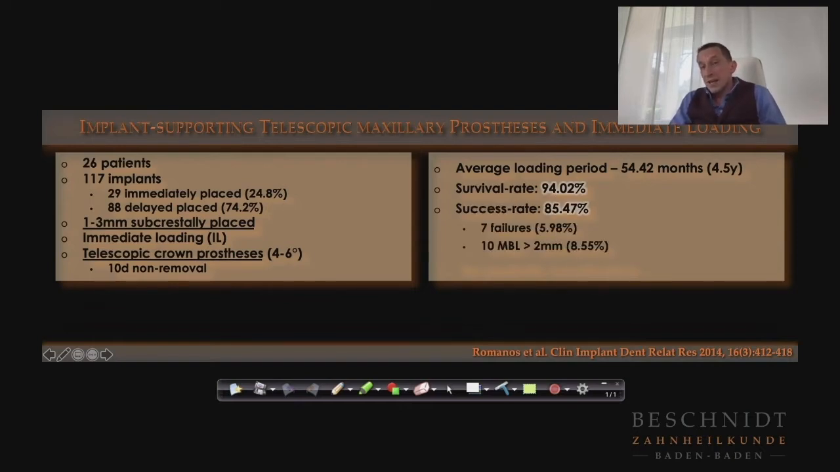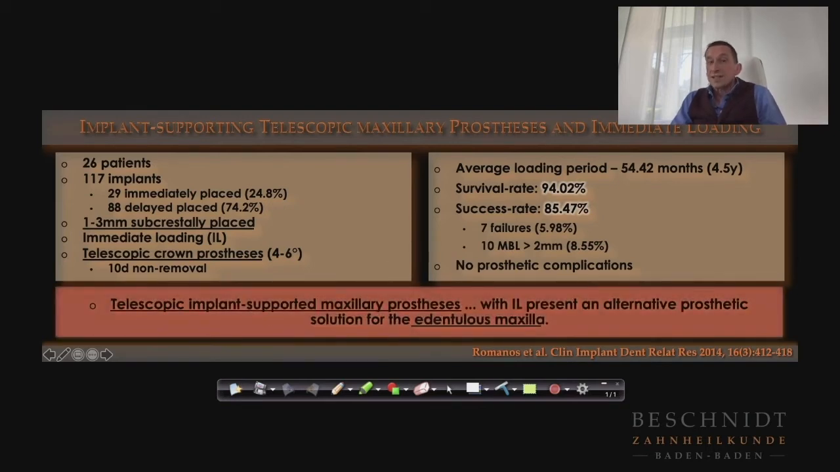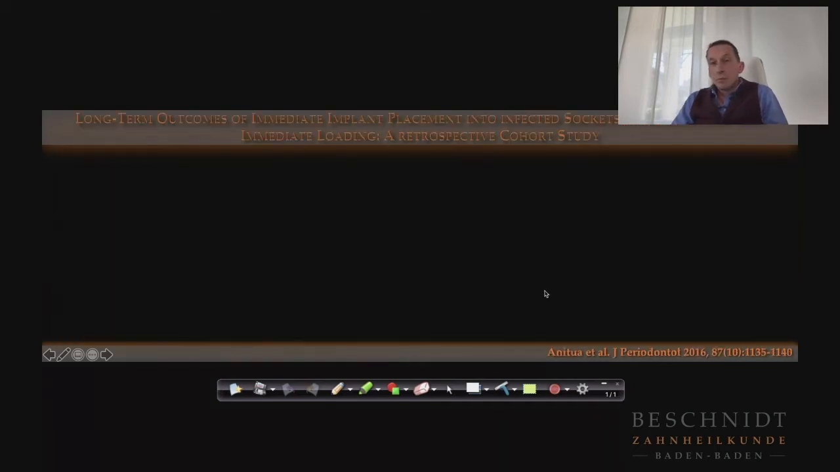Looking at the success rates, you see we have in 10 cases marginal bone level over 2 millimeters, and we had 7 failures. So this means removable prosthetics gives us a higher risk. But in the end, they concluded that immediate loading may be an alternative prosthetic solution for the edentulous maxilla. But I have to say, yes, we have a higher risk in the maxilla with removable dentures.